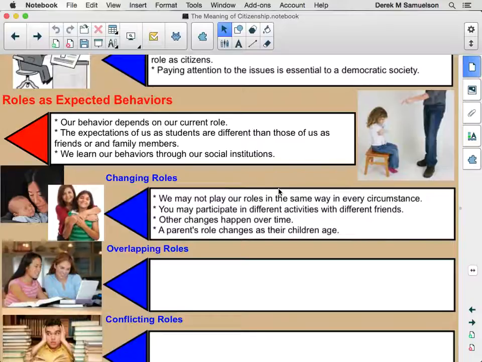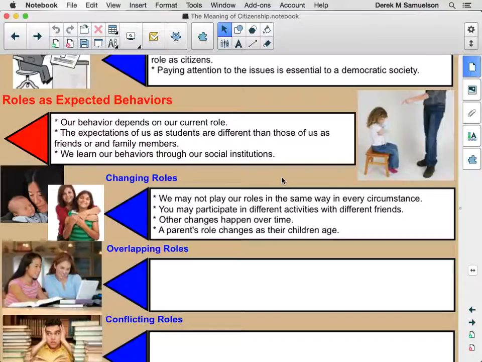Now, changing roles. We may not play our roles in the same way in every circumstance. We are going to use our life experience to control how we behave in different scenarios. And it's not always going to be the same. You may participate in different activities with different friends. Maybe there are some that you play soccer with, and maybe there are some that you do homework with.